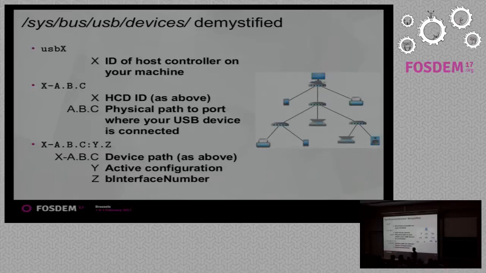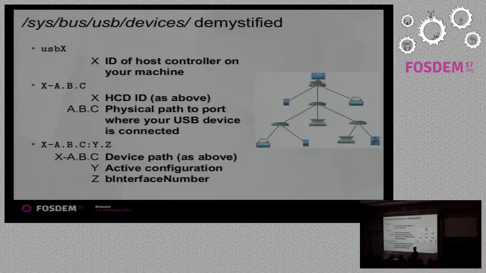Then we have a directory formed like this. X is the ID of the host controller, which is used for the communication. And then we have the physical path to the USB port to which this device is connected. For example, for this printer, we have our host controller. Then we have some hub, which is connected to the third port. Then we have another hub, which is connected to the second port. And then we have our printer, which is connected to the third port.